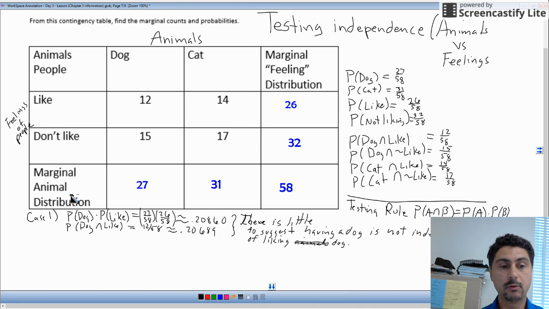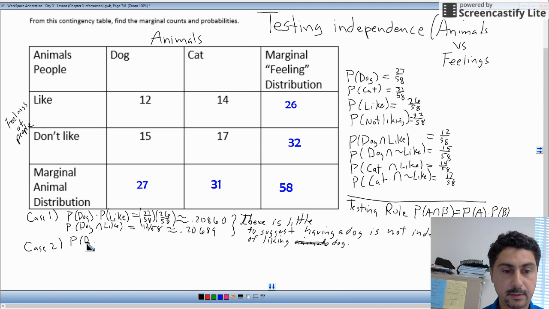So we have to go through each case. This was just the first case, and technically speaking, we can say we're done. We can say that the evidence suggests that liking or not liking animals is not independent of having a cat or a dog. But technically, we would have to go through all these cases. So you would have the second case. I'll do the second case, and I'll assume you can get the idea for the third and the fourth case.